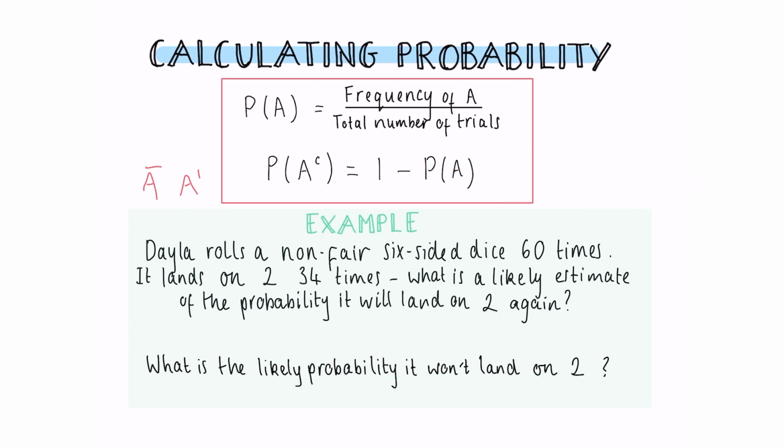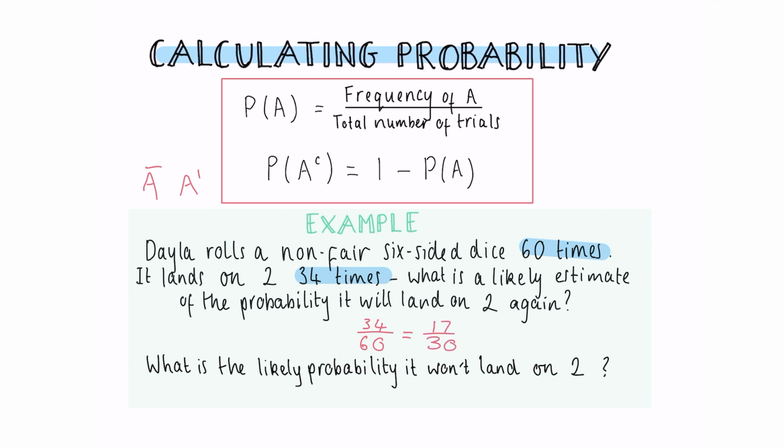So taking a look at an example, we have been asked to estimate the probability that the dice lands on 2. We use the frequency of the dice landing on 2, which is 34, and the total number of trials, which is 60, and plug them into the formula. So we get 34 out of 60, which can be simplified to 17 out of 30.